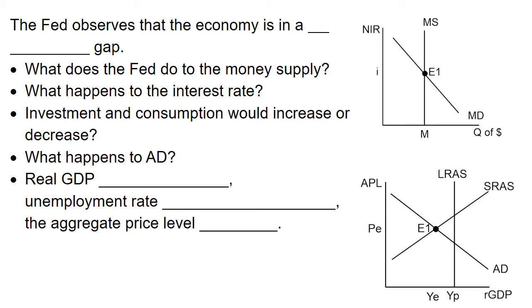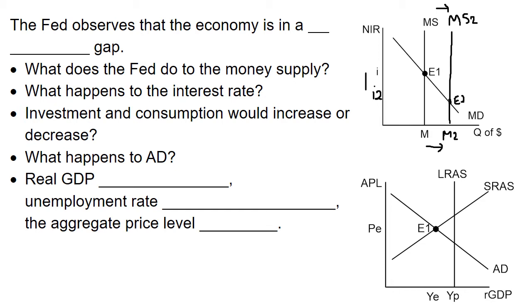So let's start there. So if we're going to have MS shift to the right, labeling all the pieces, we're going to have MS2 with an arrow. You're going to have an E2, an M2, and an I2.